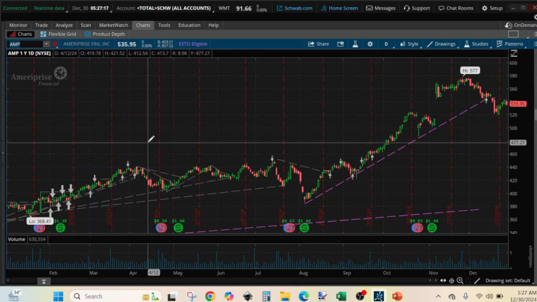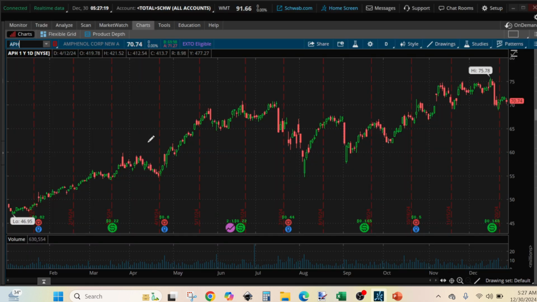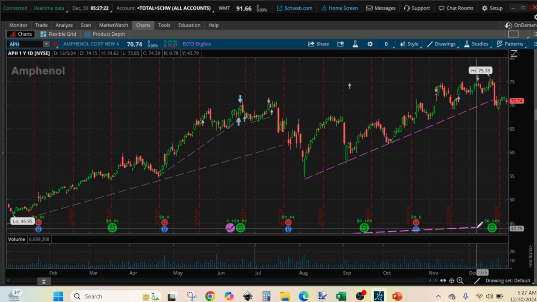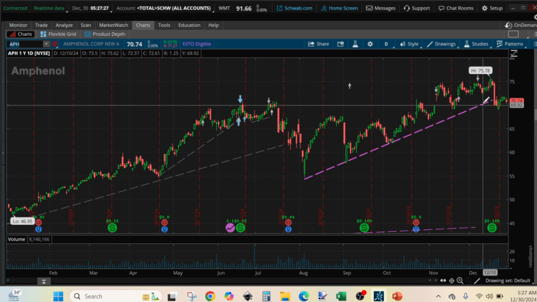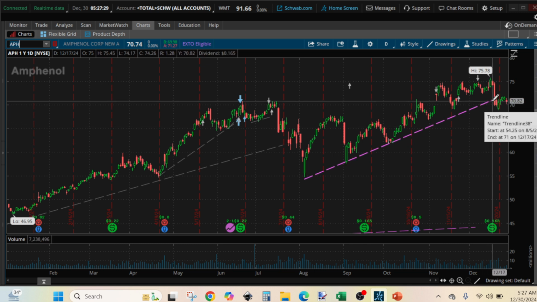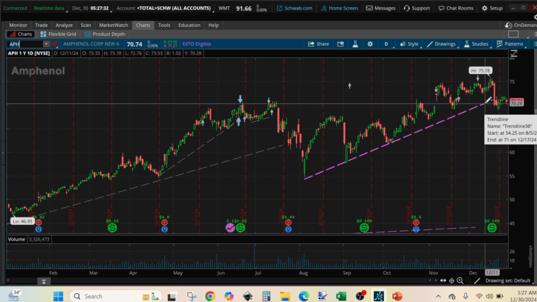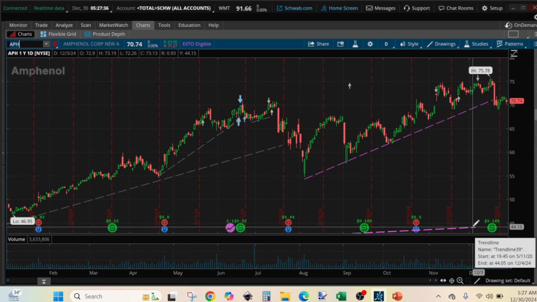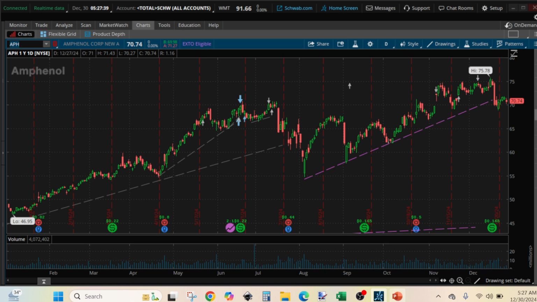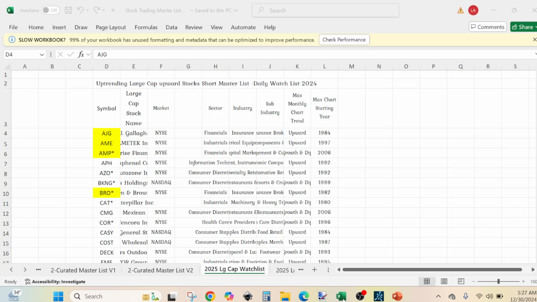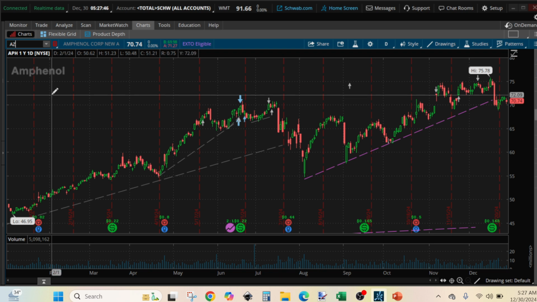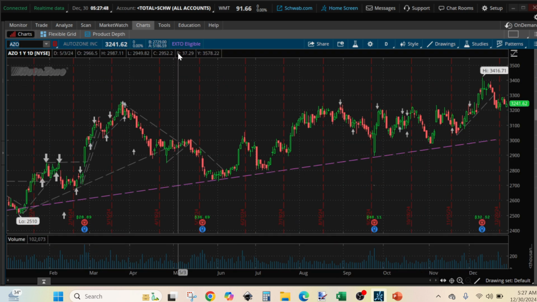APH. APH will be buying on this line and we are nowhere near it. We do have this line that we like to buy on, but I would prefer not to do that and just wait on this. AZO. So AZO, we will buy it on this line. It's not there yet.